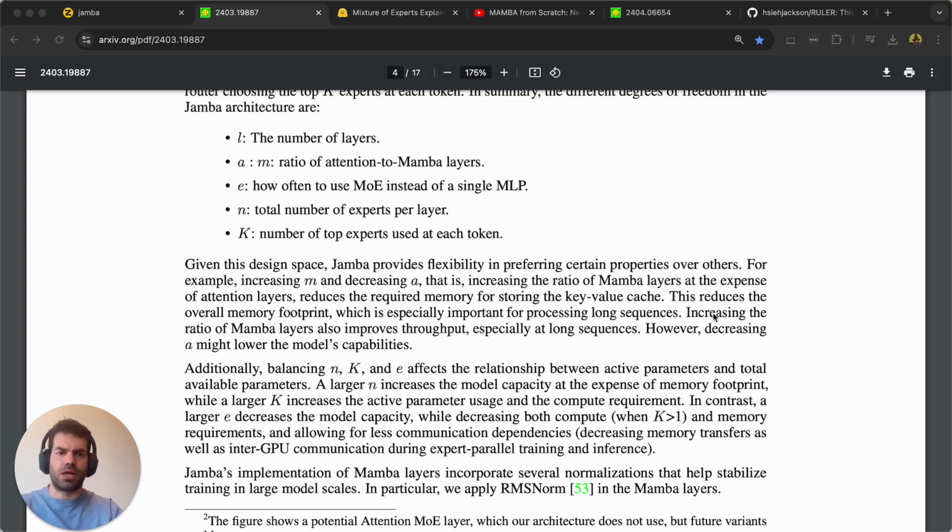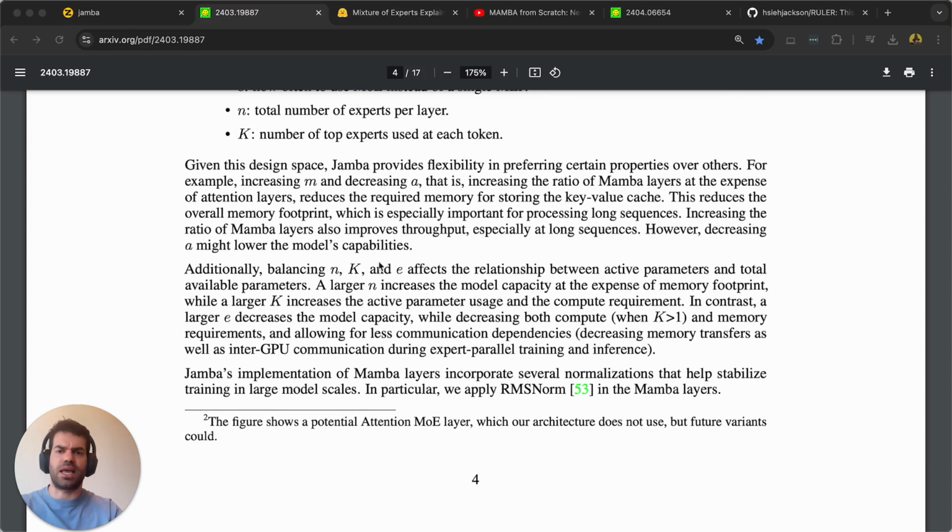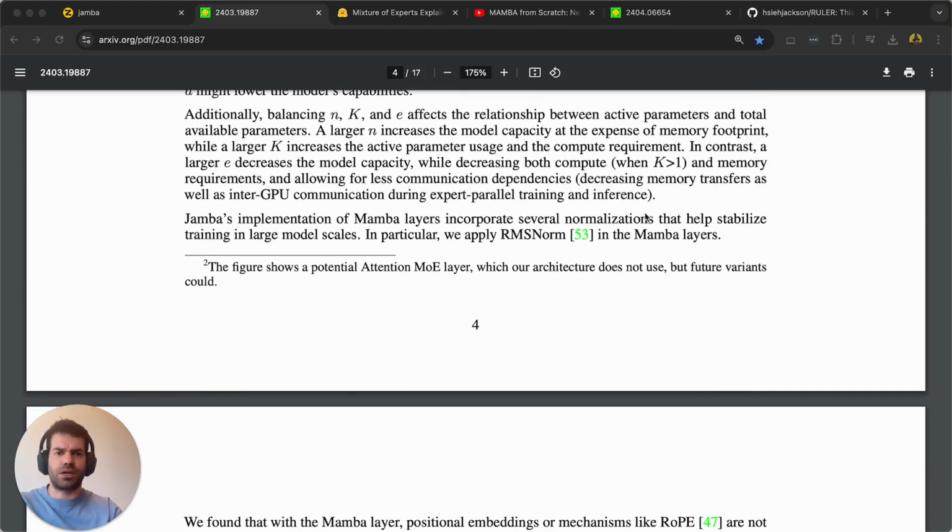This reduces overall memory and so on. Balancing N, K, and E affects the relationship between the active parameters and total available parameters. A larger N increases the model capacity but needs more memory. If I have more parameters in the model, I am more capable, but I need to store them in memory. A larger K increases the active parameter usage, like we said, which makes the model more capable but with longer inference time. A larger E decreases the model capacity, decreasing both the compute and so on. You can see all those explanations here.